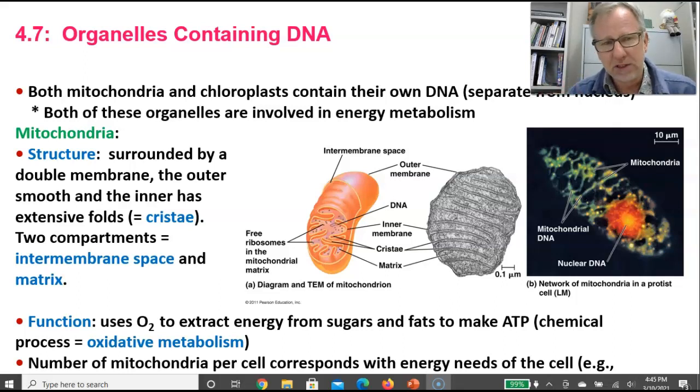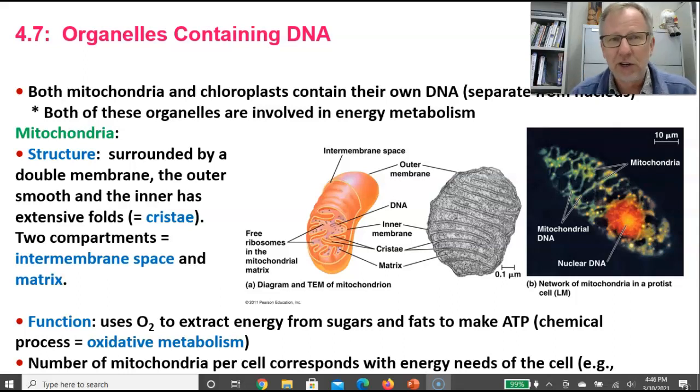Okay, now there's two compartments inside mitochondria. One of the compartments is called the intermembrane space. And it's a shallow little space in between the outer membrane and the inner membrane. And it's going to be important a little bit later. The compartment in the center of the mitochondria is called the matrix. And there's a lot of important chemistry that goes on there. We'll hear about it later. But this is the overall structure of a mitochondrion: outer membrane, inner membrane that's highly folded, with an intermembrane space and a matrix.